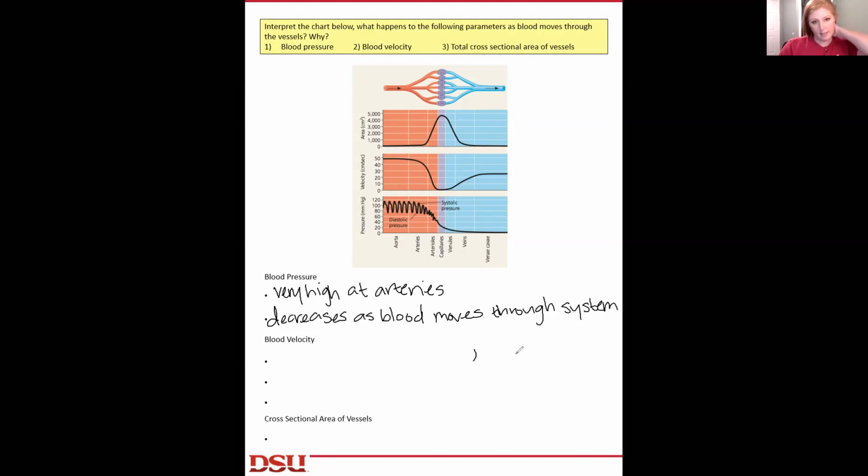We also talked about blood velocity, the force at which it's being sent out into the vessels. Blood velocity is obviously also going to be highest at the arteries, because they're the first blood vessel to take in the blood as the heart pumps it out. We also know that this is going to decrease as it goes because the tiny blood vessels aren't going to be able to handle that velocity. So its velocity is also going to decrease as it moves through the system.